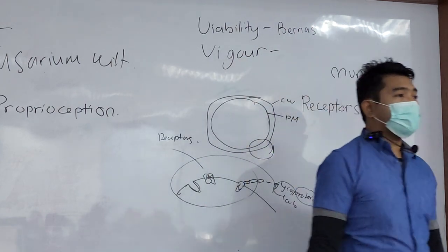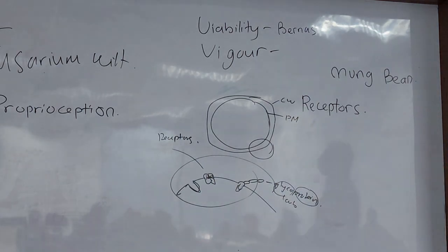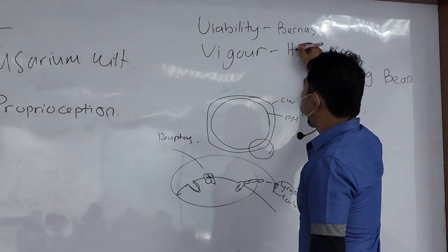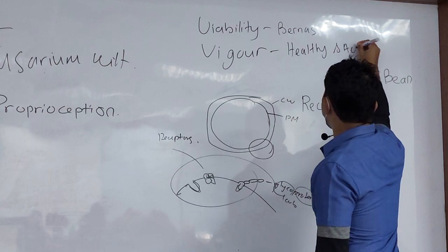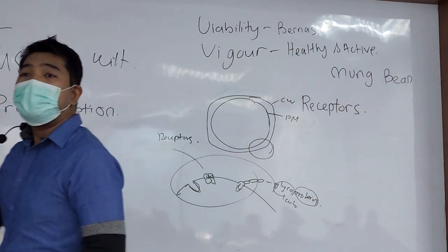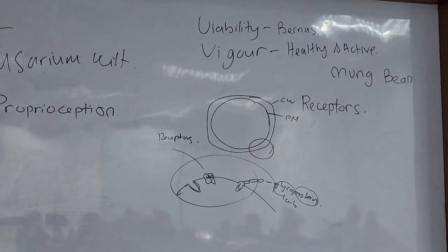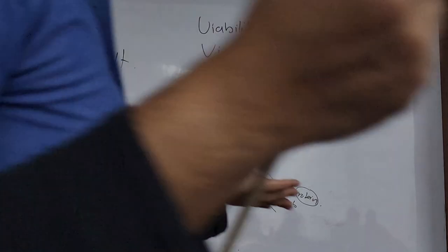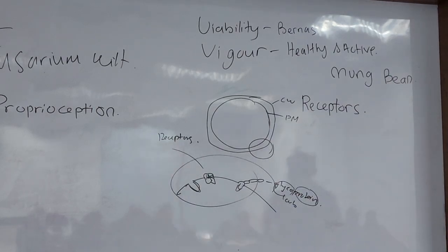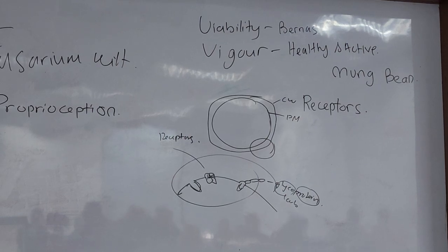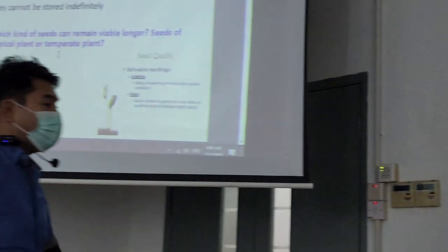Vigor is actually the state of being healthy and active. Look at you. How many of you are in here? 30? Is everybody viable? Yes. Is everybody vigorous? Yes. So you got the answer by yourself. Just because you are viable does not mean that you are vigorous. Right? Since these seeds have these two qualities, in agriculture it's a very good thing because these are the seeds that will give rise to healthy seedlings that will give rise to a maximum yield. We need that because, well, agriculture is a business.